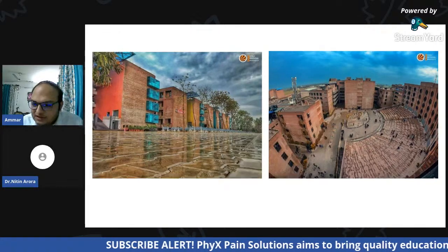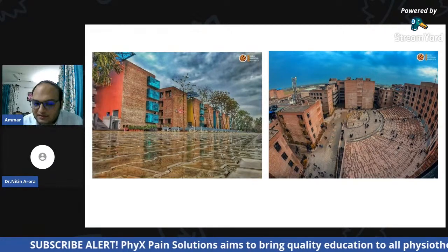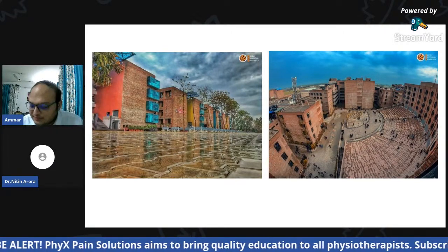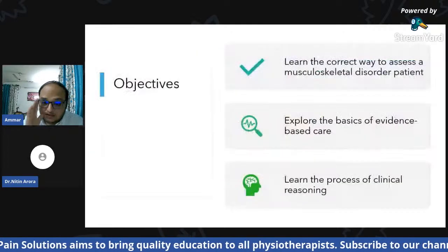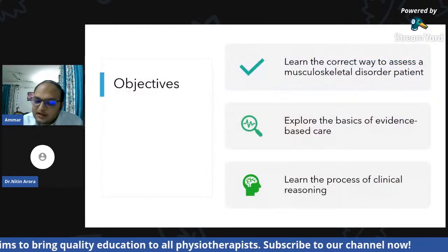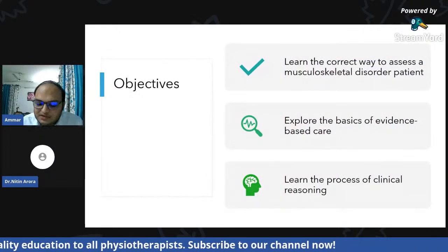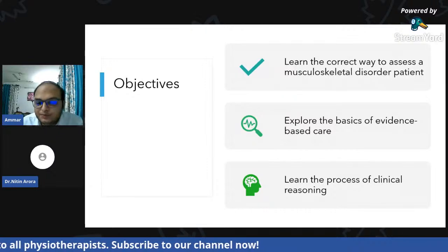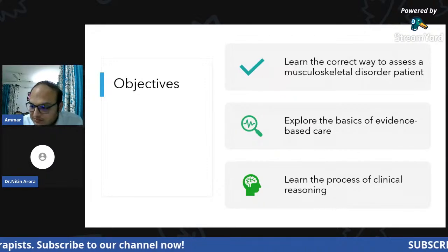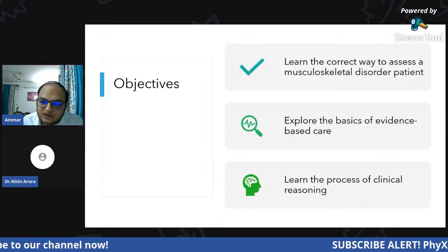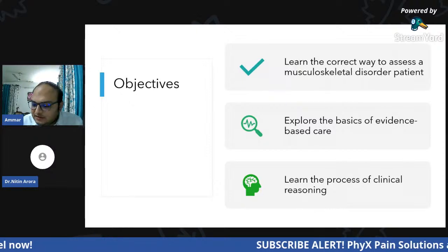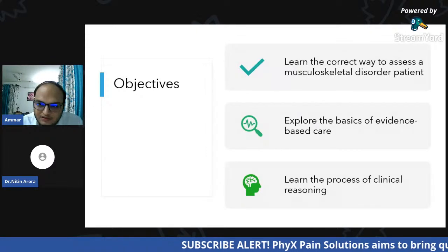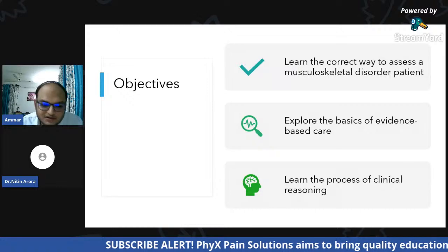That's where the clinical experience started, and then moved on to this place. Okay, so this is the beginning. Now, what we are going to discuss, and at the end of the presentation, what basically you are going to grasp. So, first of all, we'll learn to understand the common way to assess our patient.